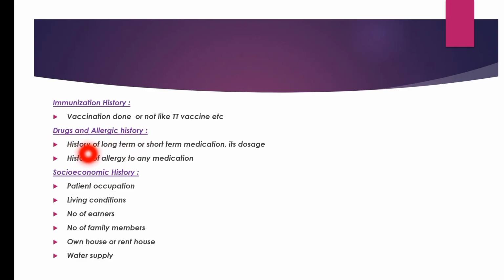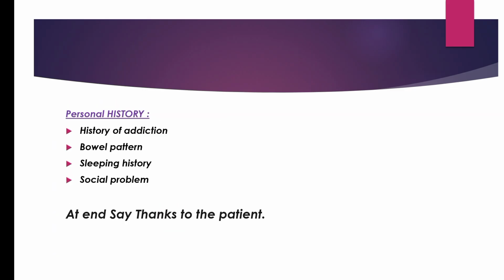And drug history asks about the history of long-term or short-term medication she is taking, and also ask about the dosage of this medication, and similarly also ask about any history of allergy to medication. And socioeconomic history, ask about the patient's occupation, living conditions, number of earners, number of family members, own house or rented house, and also ask about the water supply.